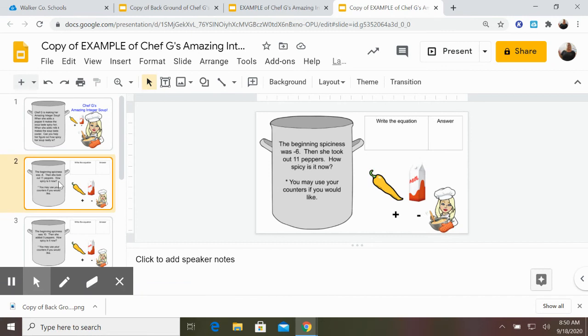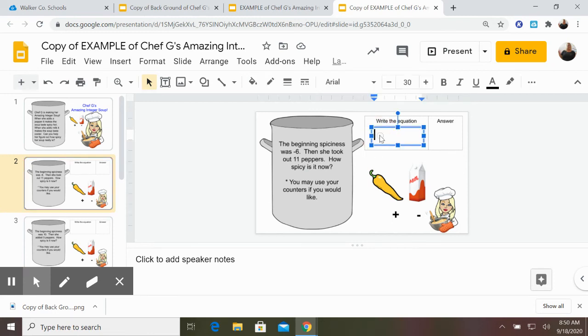So you're going to go to the next screen, and it says the beginning spiciness was -6. So you're going to write your own equation. -6 was the beginning. Then she took out. So if she took out, that means she was subtracting 11 peppers. And I see that peppers are positive. So that would be a positive 11 equals. So my equation would say negative 6 minus positive 11.